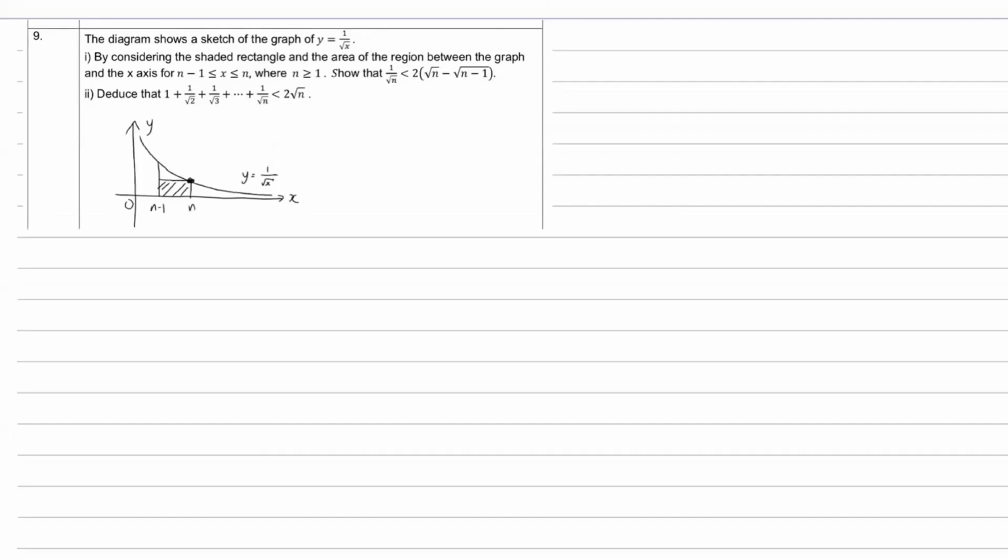The diagram below shows a sketch of the graph y equals 1 over square root x. Part 1: by considering the shaded rectangle and the area of the region between the graph and the x-axis for n-1 less than or equal to x less than or equal to n, where n is more than or equal to 1, show that 1 over square root n is less than 2 times the bracket square root n minus square root n minus 1.